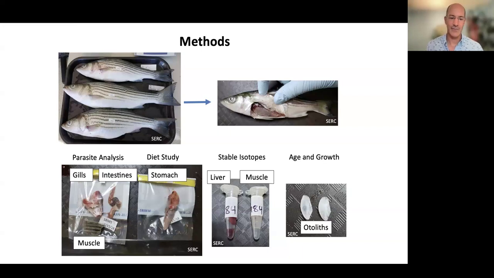We also did a bunch of stuff with parasites. So we pulled out their gills and their intestines, muscle tissue, took their stomachs for the stomach content studies. We took samples of liver and muscle, and then took out their otoliths or ear bones, which actually let us age how old the fish are. They have rings on them, sort of like tree rings, so you can age them.